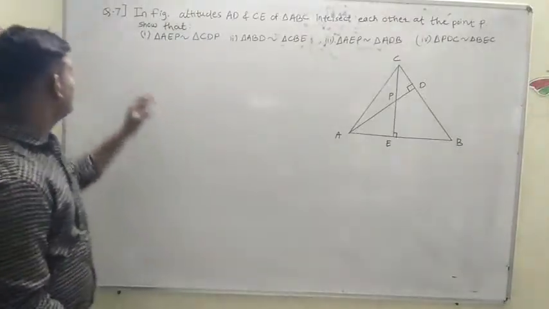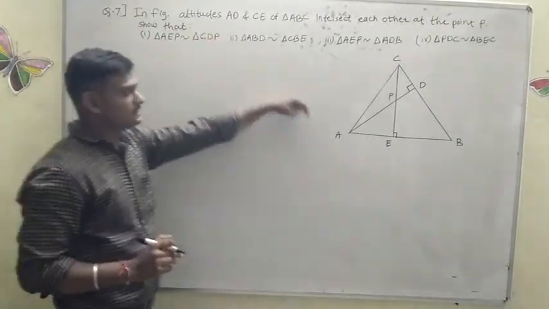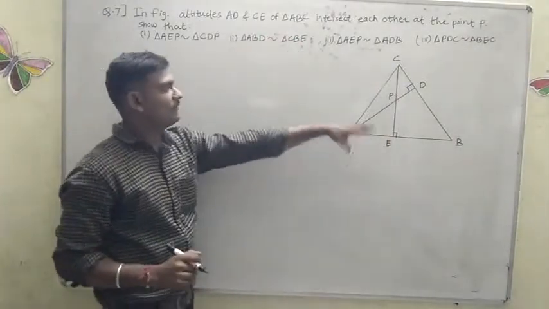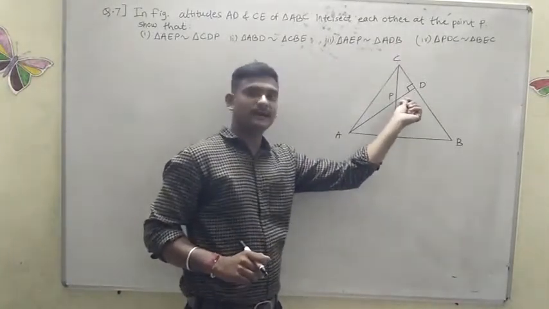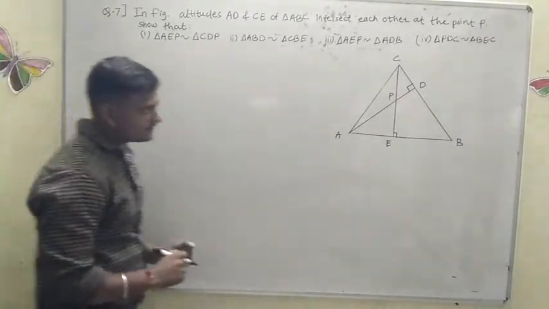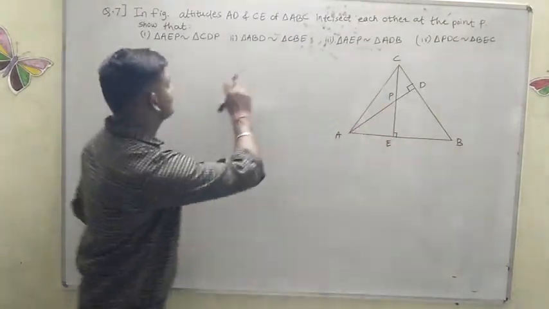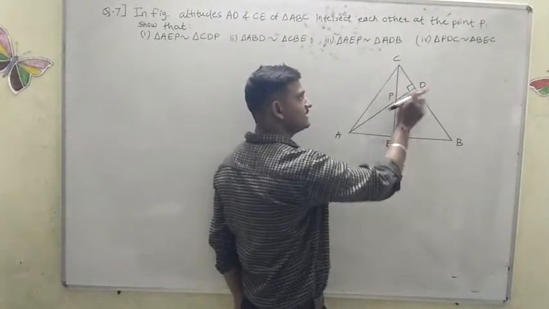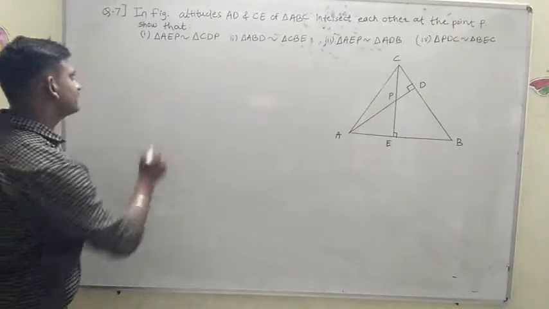Now we will see question number 7. See in question number 7 what is given. In the figure, altitudes AD and CE of triangle ABC intersect each other at point P. Where are these two altitudes intersecting? At point P. It is given and we have to show that triangle AEP, this one triangle, is similar to triangle CDP. These two triangles, triangle CDP and triangle AEP, are similar. We have to show here.